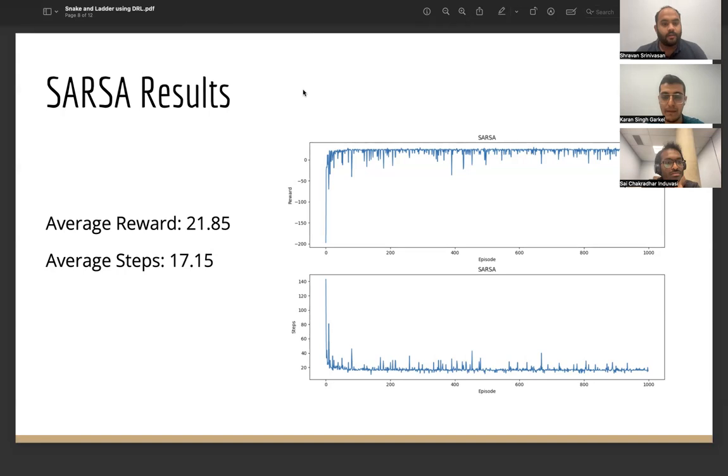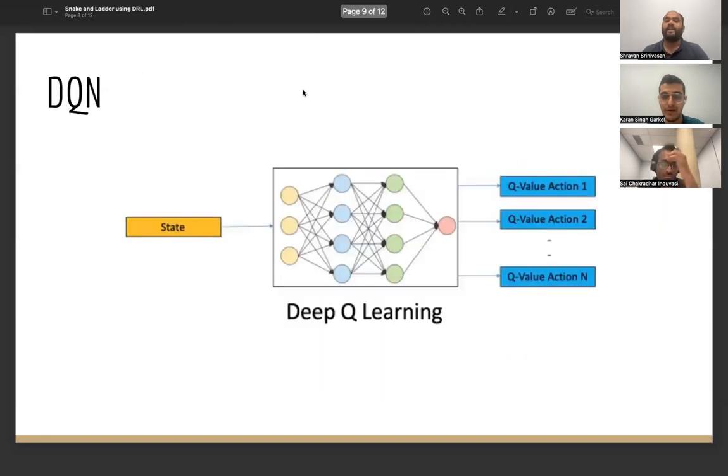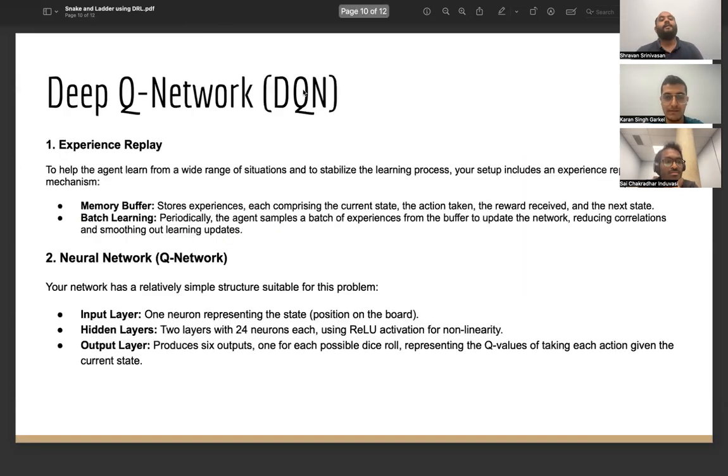Thank you, Karan. Now moving on to DQN. DQN, Deep Q Learning, is basically an extension of deep learning in deep reinforcement learning. Funny, right? So we're just trying to see how well this is going to work with respect to our game. The Deep Q Network basically helps us with experience replay, as in it stores the memory of each state, the action taken, and the reward received. Therefore, it helps the agent learn through the memory buffer and batch learning.